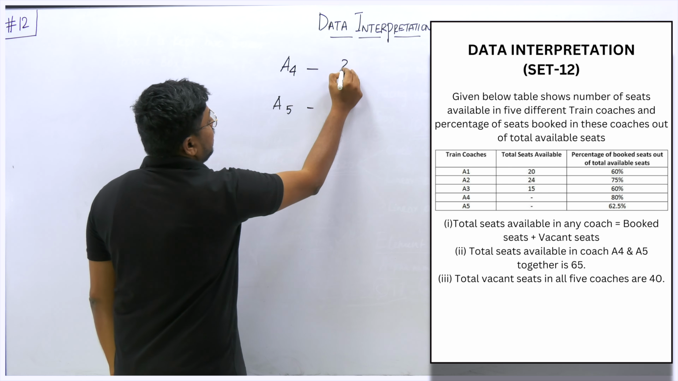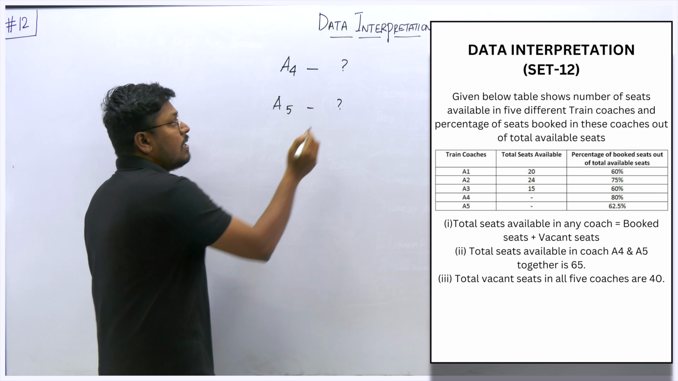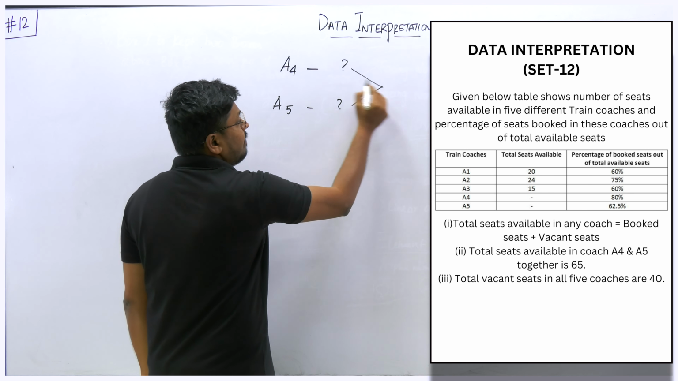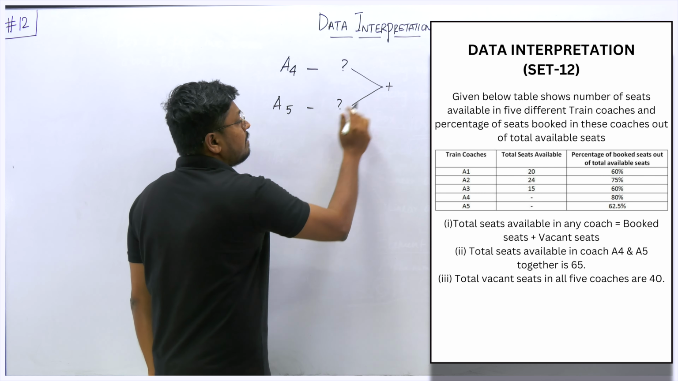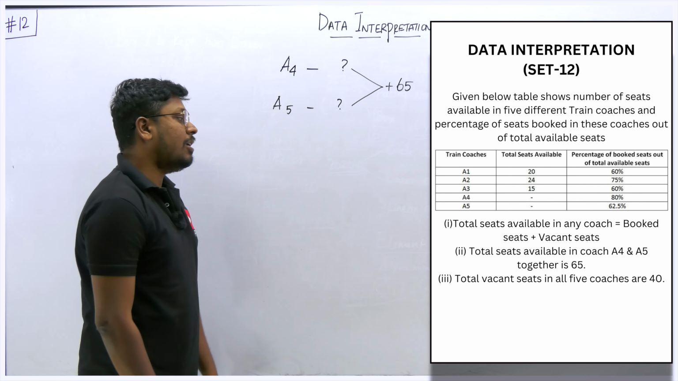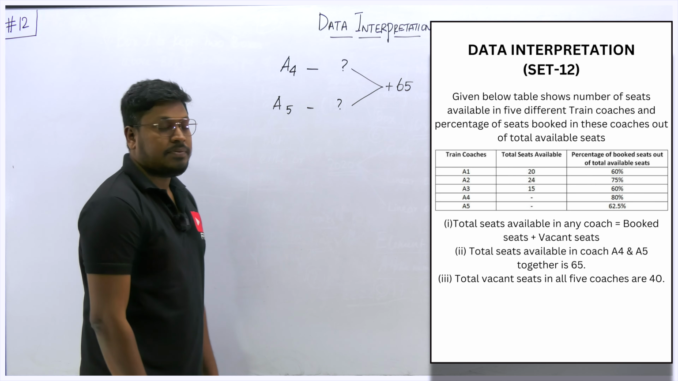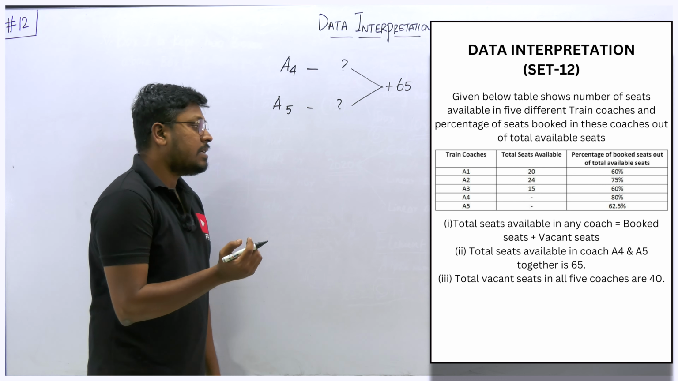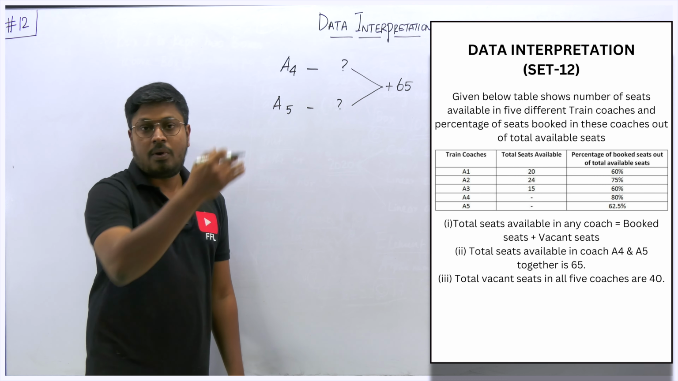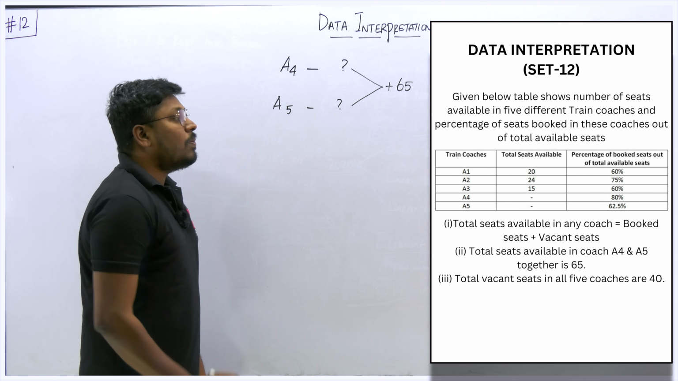So these two values are unknown, they are missing values, but in the data they have given the total available seat will be 65. What about the last point? Total vacant seat in all the 5 coaches is 40%, right? So this is the value they have given. So chart 2 values missing.